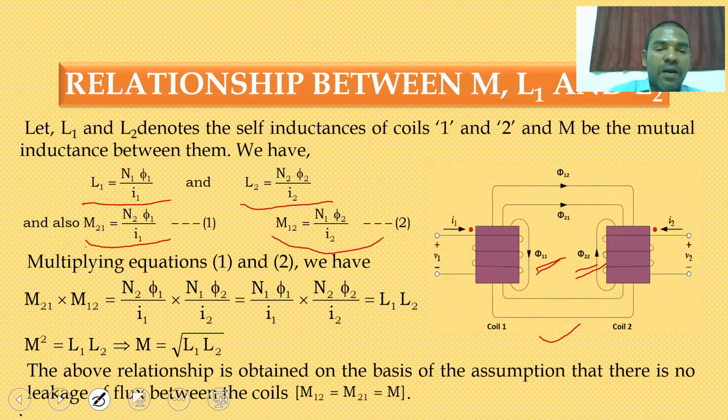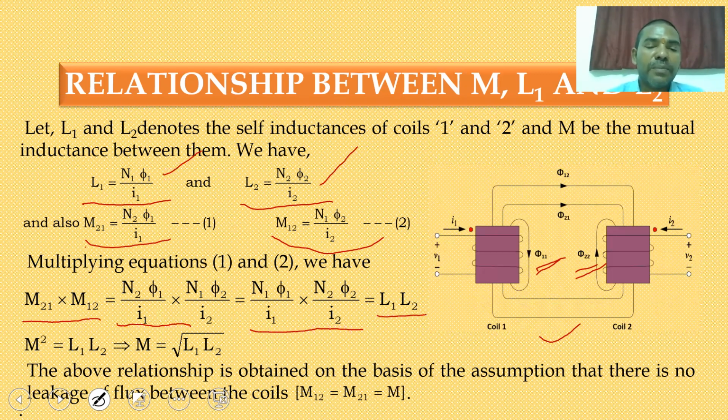Now I am multiplying the two equations. M12 into M21 is equal to N1 phi2 by I2 into N2 phi1 by I1. If you simplify, you get N1 phi1 by I1 into N2 phi2 by I2. What is this value? N1 phi1 by I1 is L1, and N2 phi2 by I2 is L2. So M12 into M21 is equal to L1 L2.